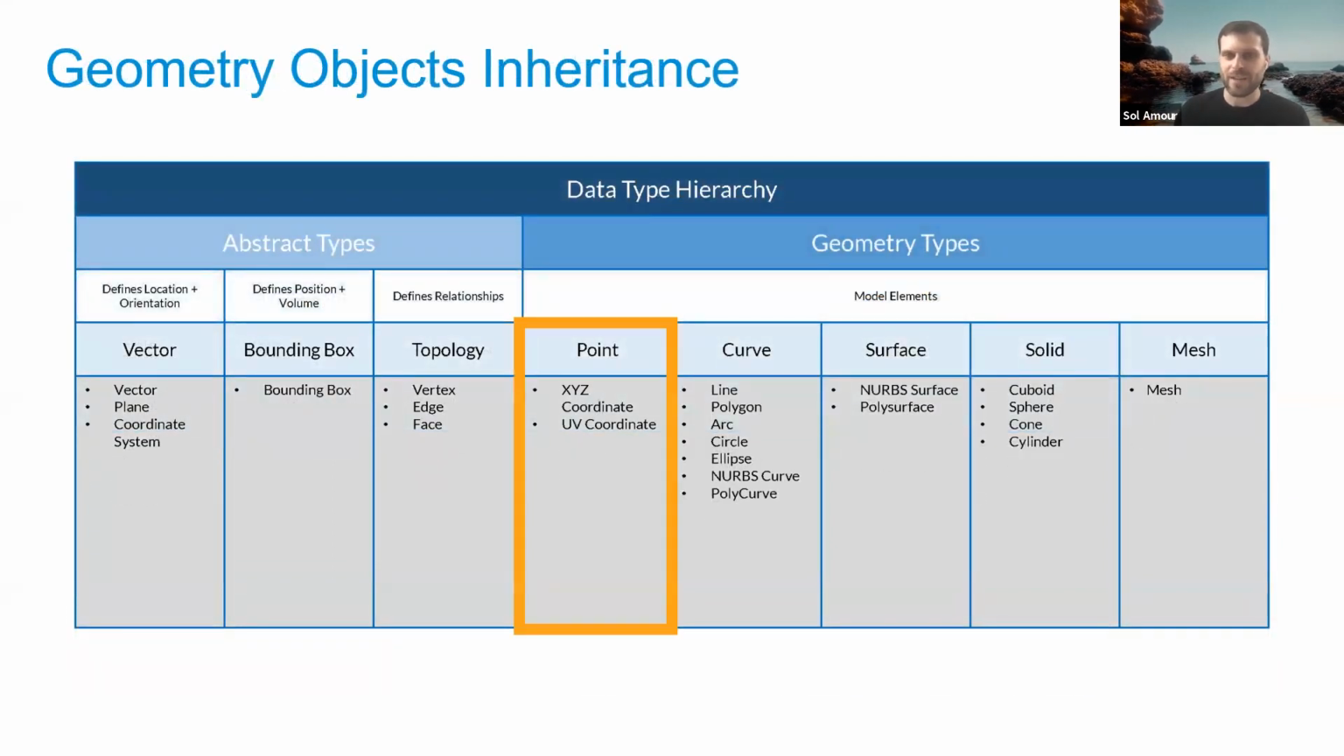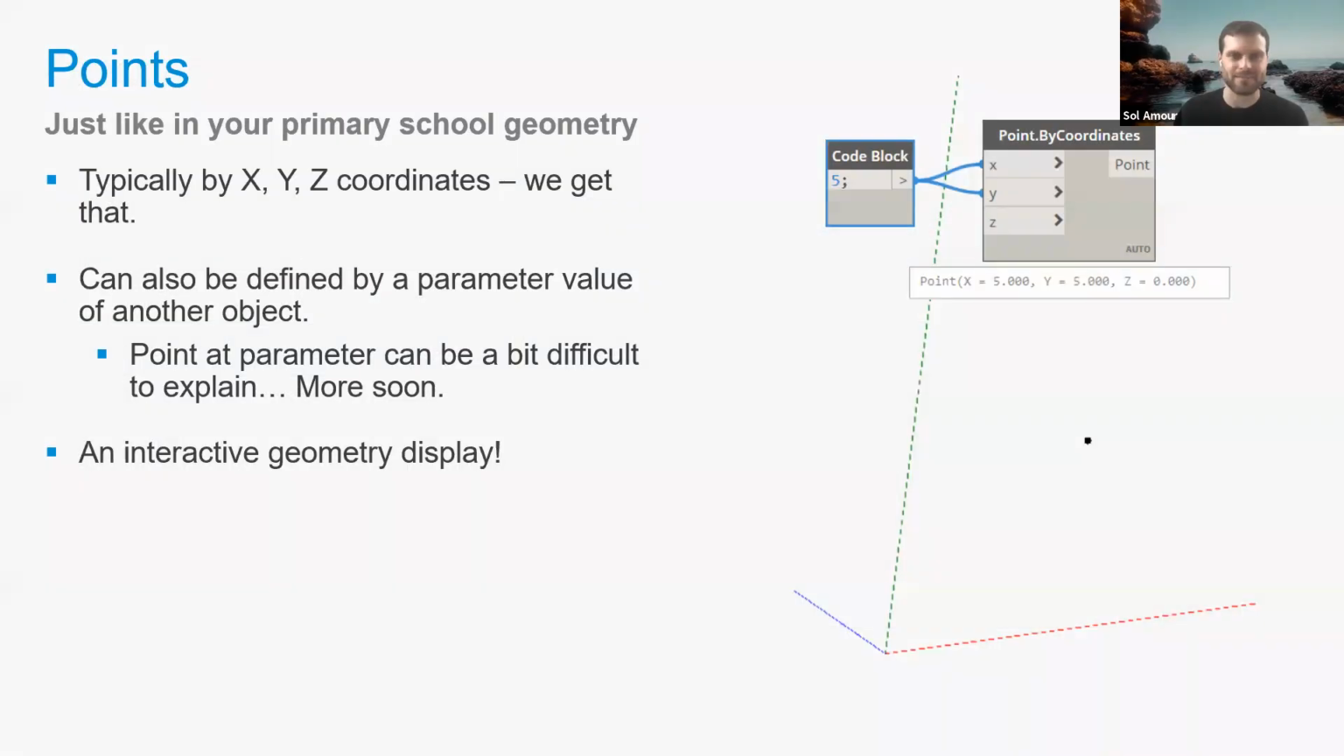The first thing that we're going to cover today is points. These are going to be bound by XYZ coordinates. And then later on, we're going to cover UV coordinates and how points actually interact with other pieces of geometry, such as surfaces.